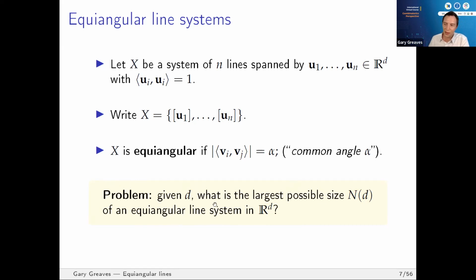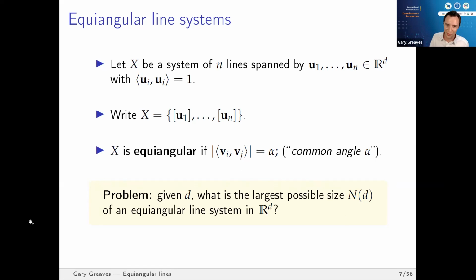And this problem has lots of applications. In lots of different areas of mathematics, a problem can boil down to finding a bunch of unit vectors where there's constant absolute value inner product. So for example, in fingerprinting codes and other areas of algebraic coding theory, and there's even a recent exciting connection with quantum information theory.